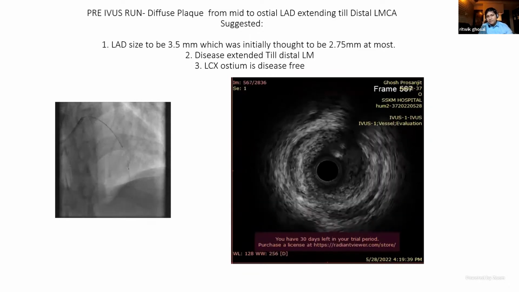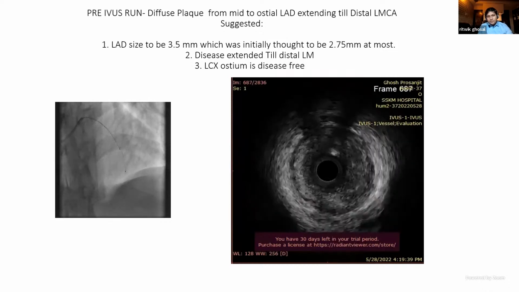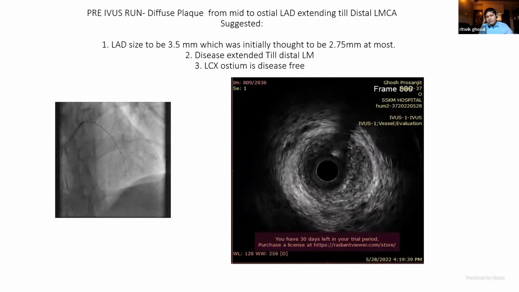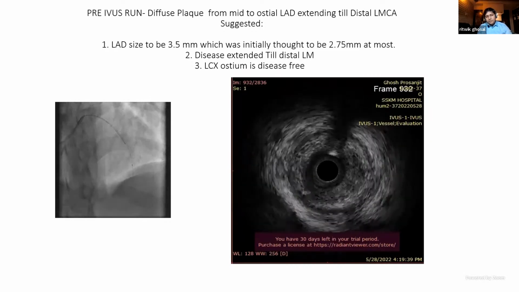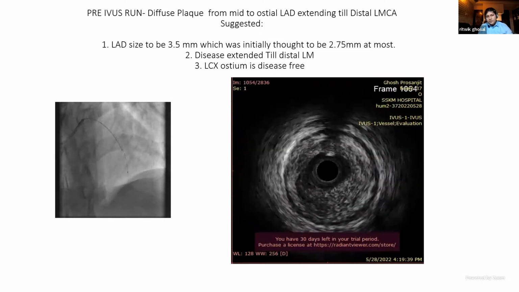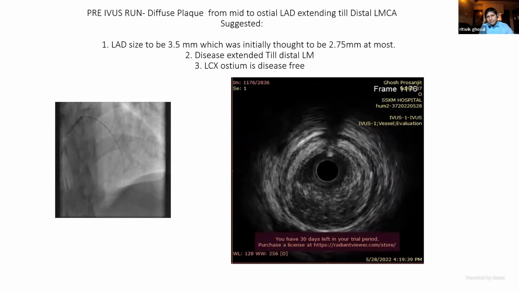Huge plaque burden you can see from the distal LAD as we are approaching. Here is also a huge amount of plaque with some thrombus. So huge plaque burden coming in the proximal part.